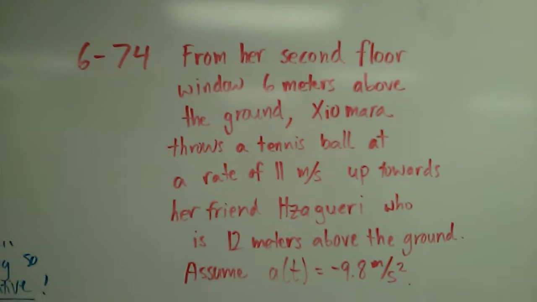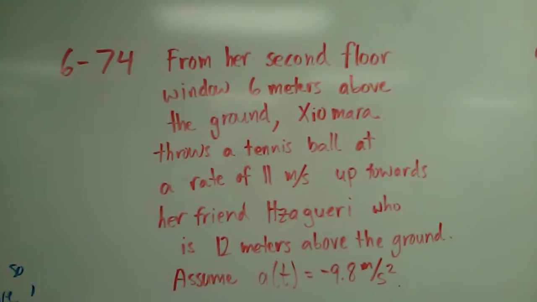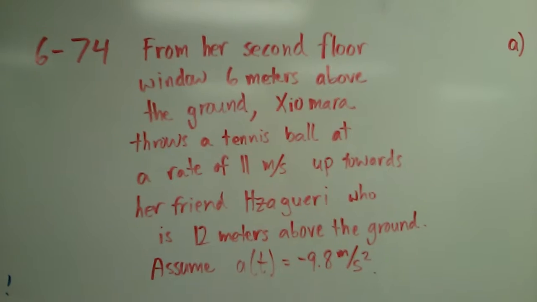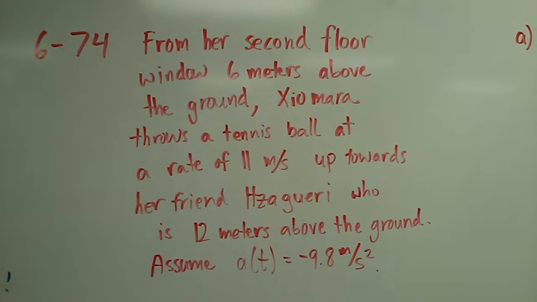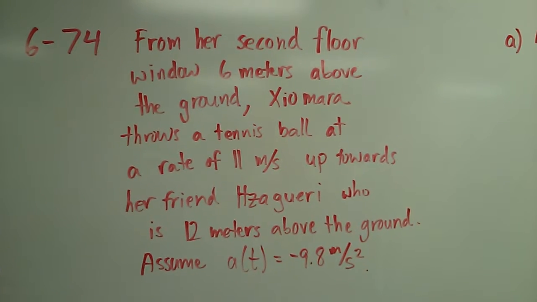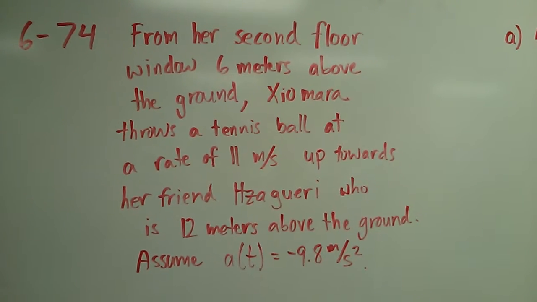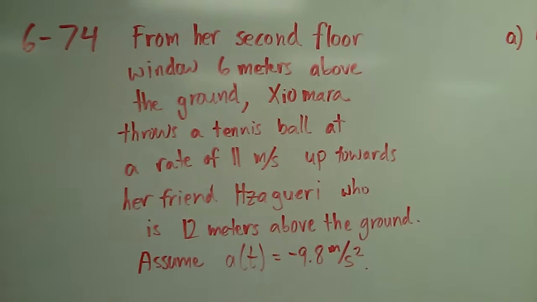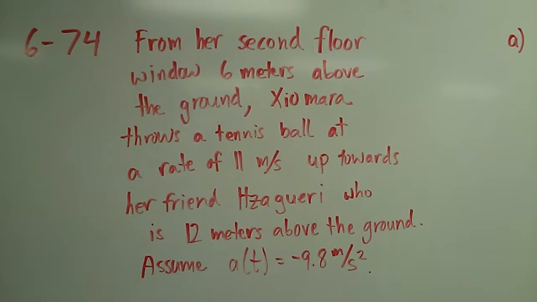This is CPM Calculus, Chapter 6, number 74. From her second floor window, 6 meters above the ground, Xiaomara throws a tennis ball at the rate of 11 meters per second up towards her friend Itsaguri, who is 12 meters above the ground.